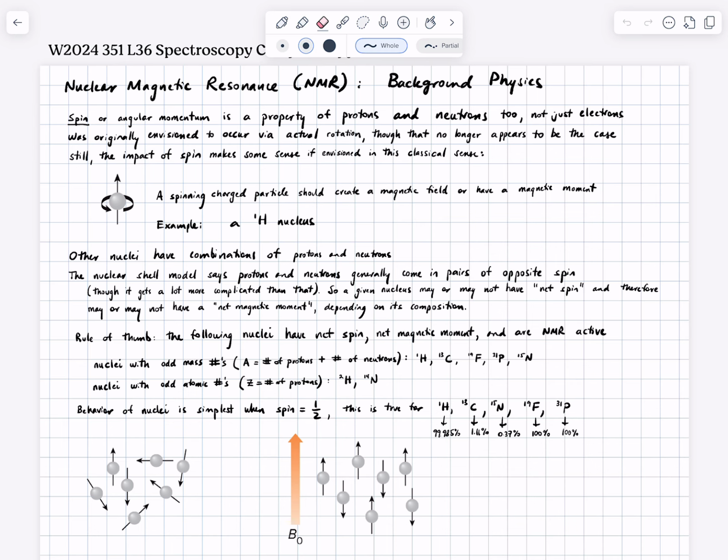We don't need to worry about the physics that causes this, but understand that you can think of many nuclei as having angular momentum. Some nuclei have spin 0, so that means they're not going to be NMR active. They're not going to be detectable by NMR. But a lot of nuclei have non-zero spin, and the most useful spin value a nucleus can have is 1/2.